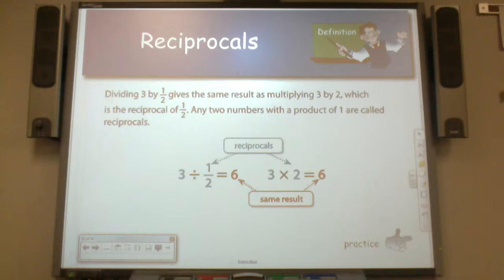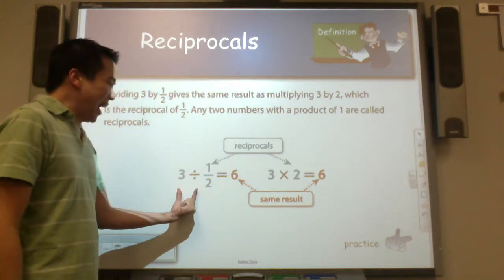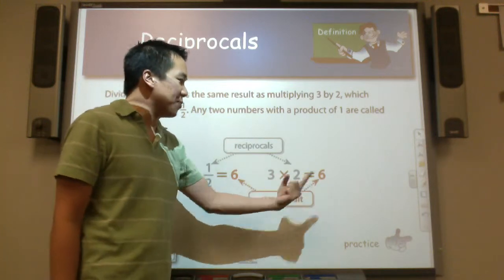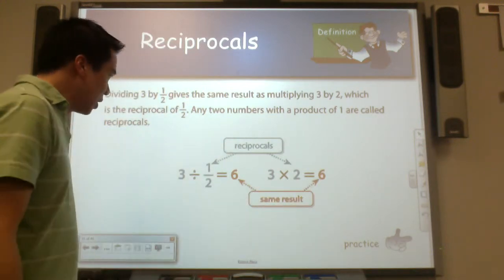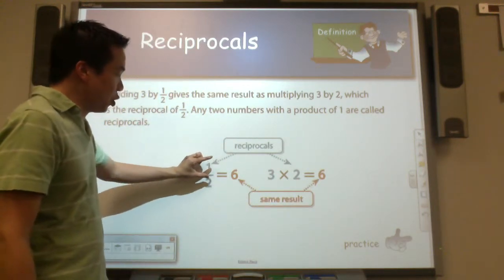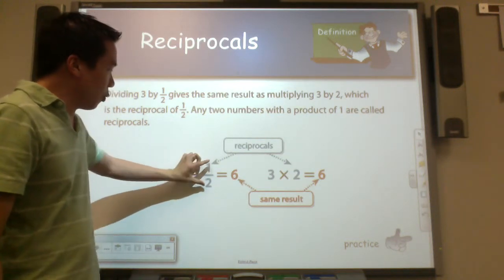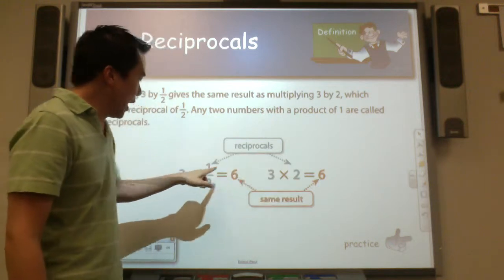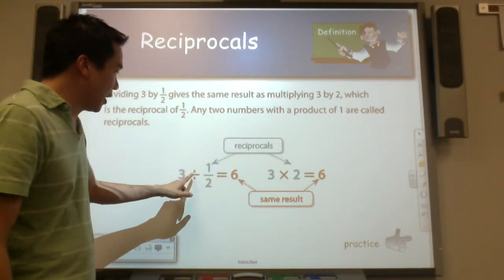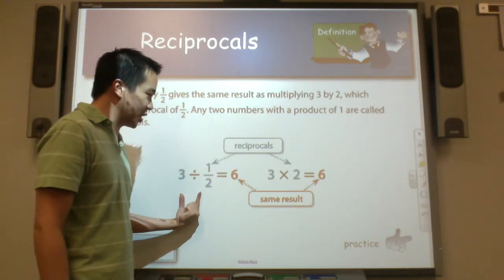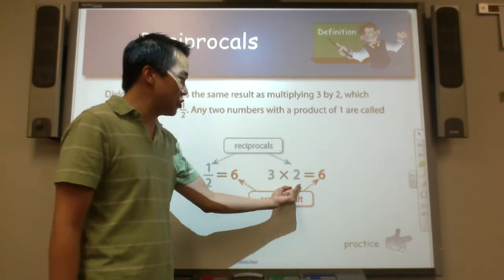So 3 divided by 1/2 is equal to 6. It gives you the same result as 3 times 2 is 6. All we did is take the reciprocal, or interchange, or flip the numerator with the denominator, from 1/2 into 2, and we changed the division sign to a multiplication, because 3 divided by 1/2 equals 6 is the exact same thing as 3 times 2 equals 6.